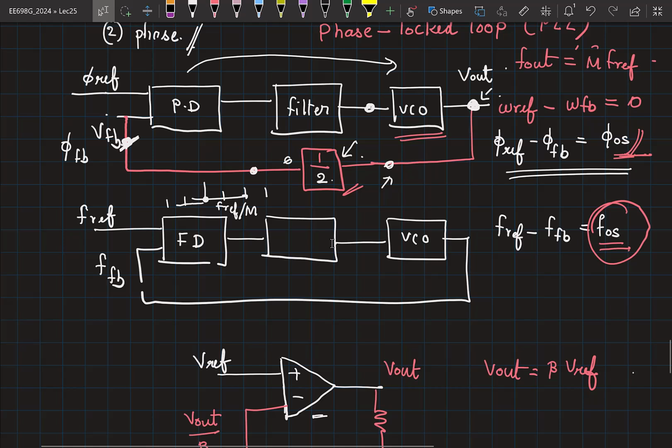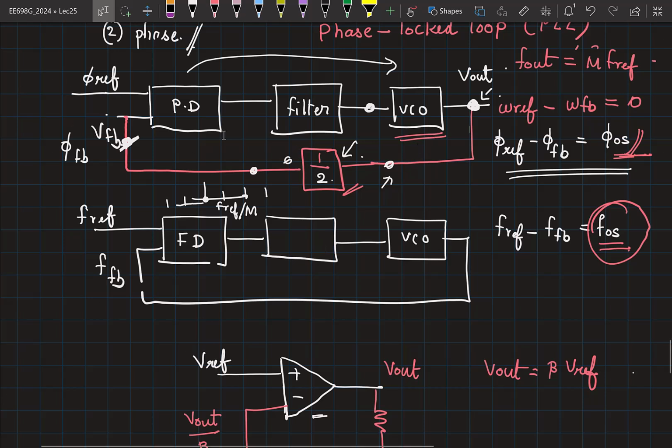So much like in the DLL, we will now build the PLL loop and analyze its small signal model and check whether it is stable. So that is your question, right? Yeah, so we will do that. Before we end the class, how do you think we should now start?